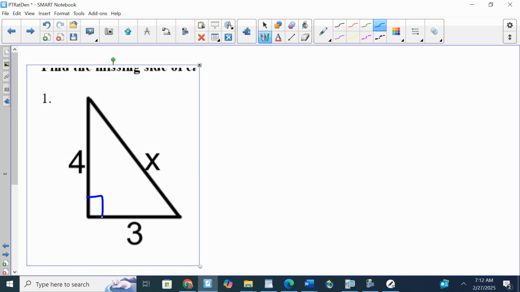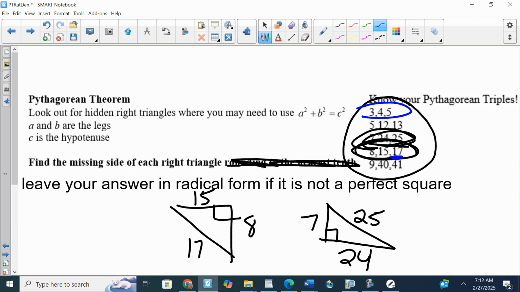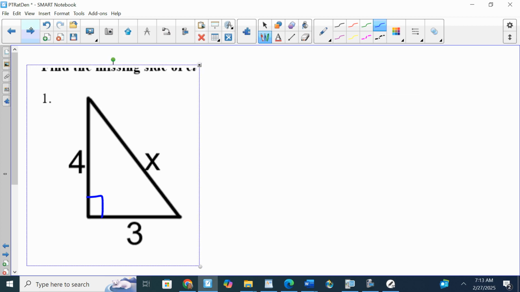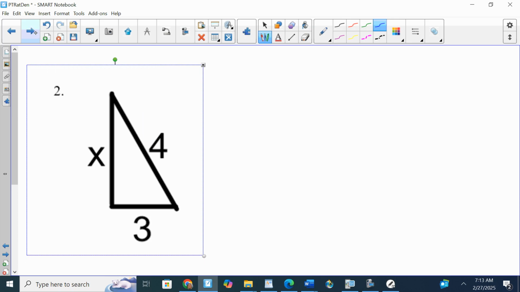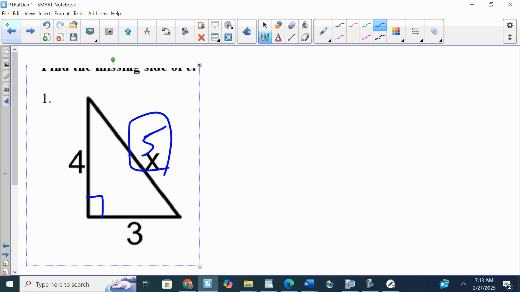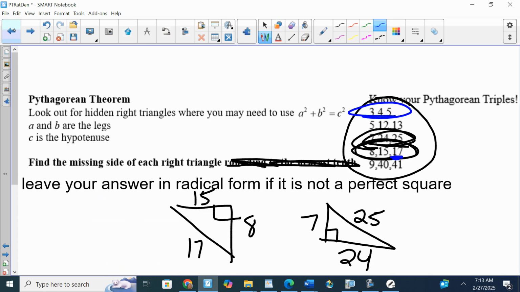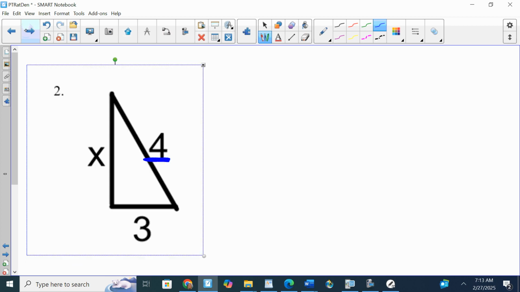3, 4. Is 3, 4 part of a triple? Yes. 3, 4, 5. I'm done. Now, number two, 3, 4, is that part of a triple? Yes, but notice that the 4 is the largest side. Therefore, this is not a 3, 4, 5, because if it was a 3, 4, 5, 5 would have to be the largest side. So, I do have to do Pythagorean theorem.